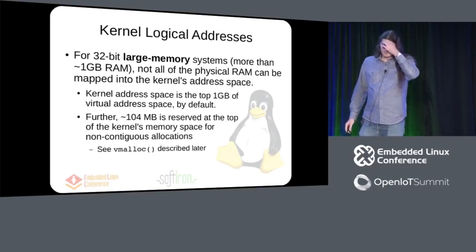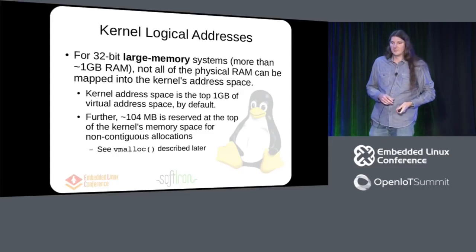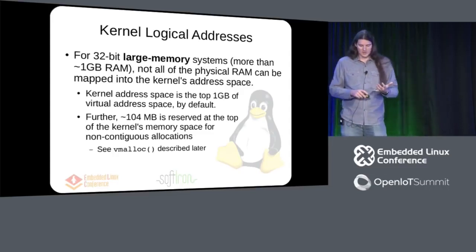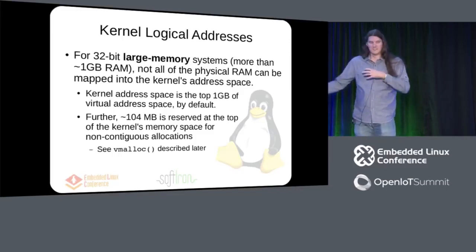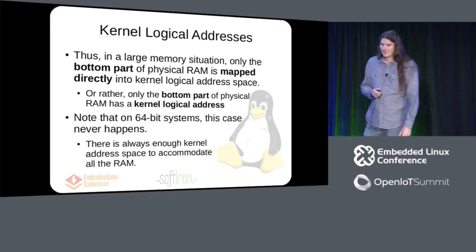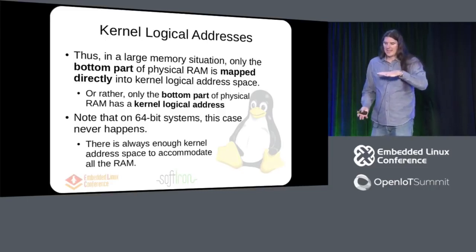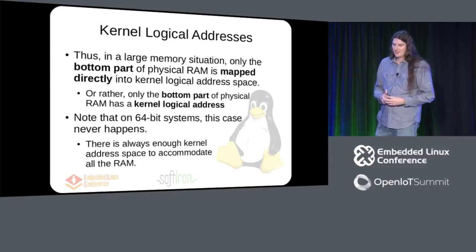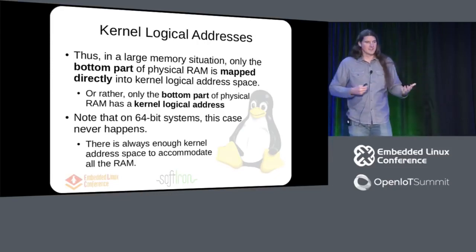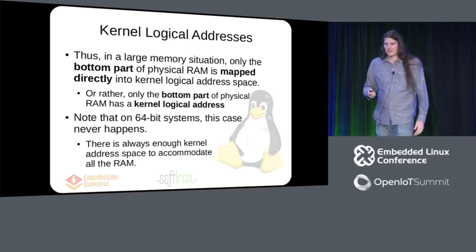Beyond that, 104 megabytes is reserved at the top of the kernel's memory space for non-contiguous allocations. And those allocations are things which use vmalloc, which we'll talk about later, and also when you're mapping hardware devices into kernel memory. So we'll see both of those later. So thus, in a large memory situation, only the bottom part of physical RAM can actually be mapped directly into the kernel's logical address space. Or rather, only the bottom part of physical RAM has a kernel logical address. Now note that on 64-bit systems, this case never happens because we basically have a ton of virtual address space. And there's always enough to accommodate it.